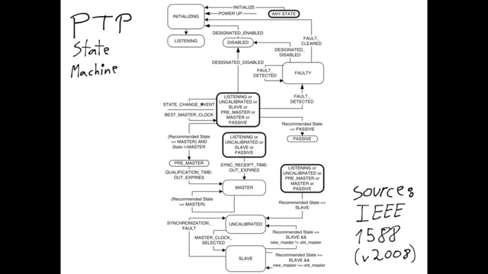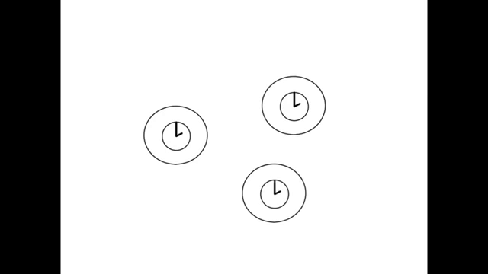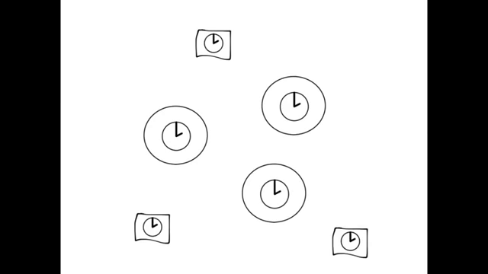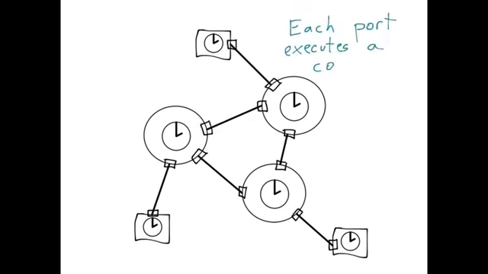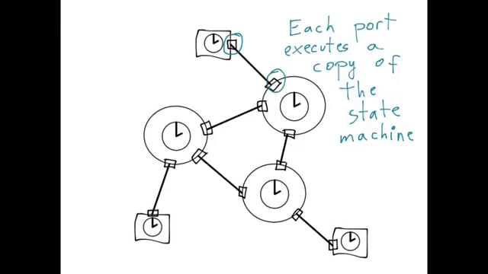If we have a network made up of boundary clocks and ordinary clocks that are interconnected by means of ports, then each port executes a copy of the state machine. This means that we have a copy of the state machine executing in this port, another one in this port, yet another one in this port, and so forth. Having clarified this, let's take another look at the state machine.